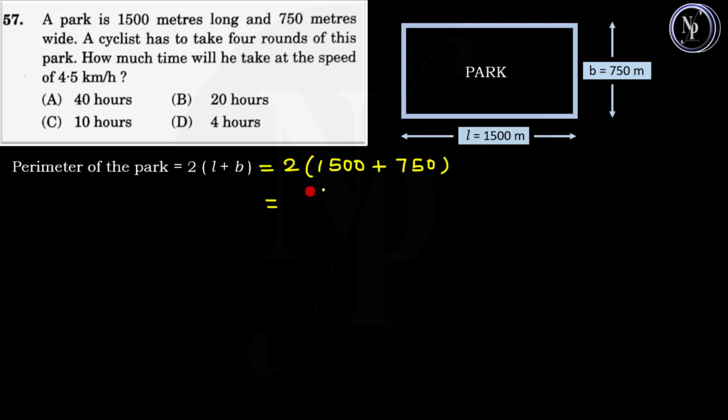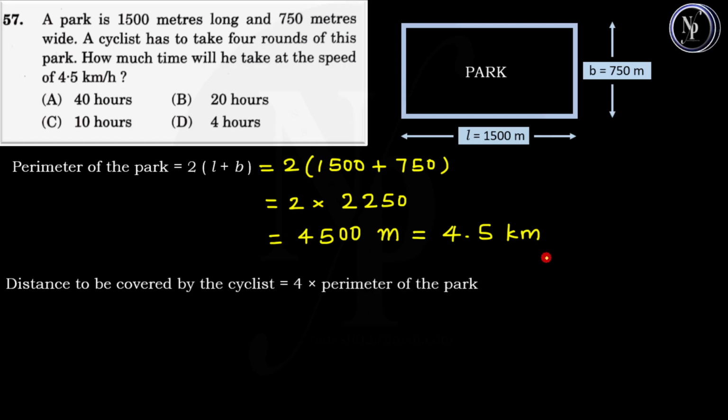Now adding these numbers, 1500 plus 750 will be 2250. So 2 into 2250. On multiplying 2250 by 2 we get 4500 meters, which is the perimeter of the park, and can be written as 4.5 kilometers because 1000 meters is equal to 1 kilometer.